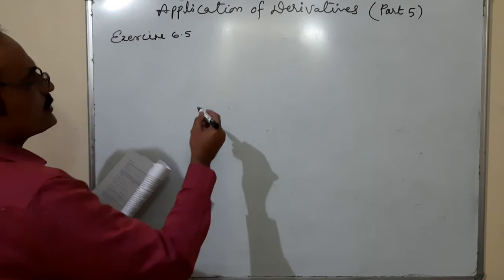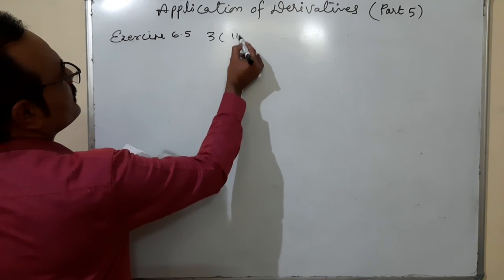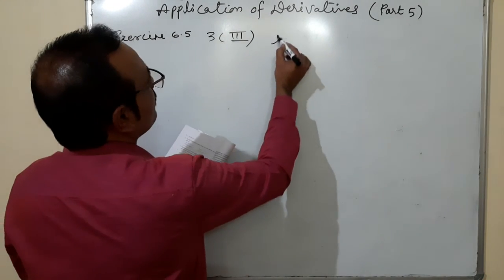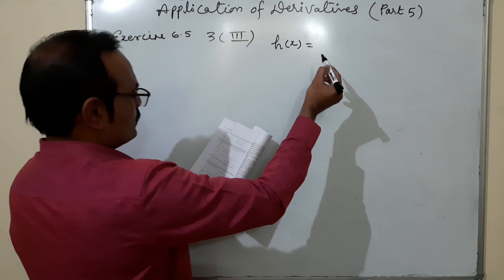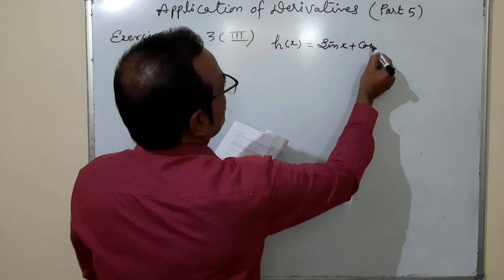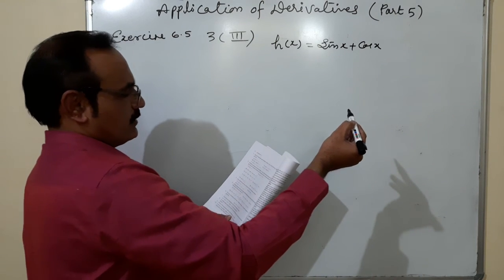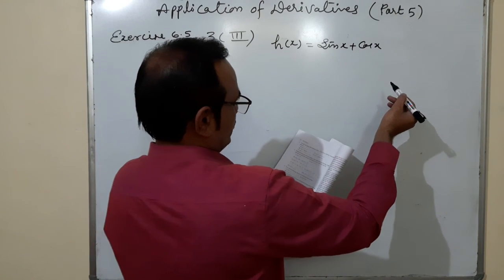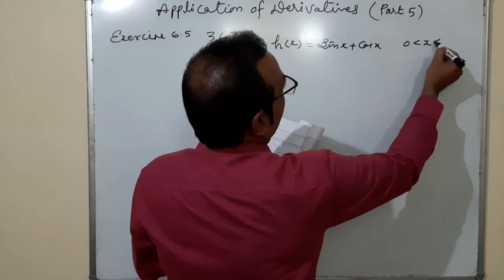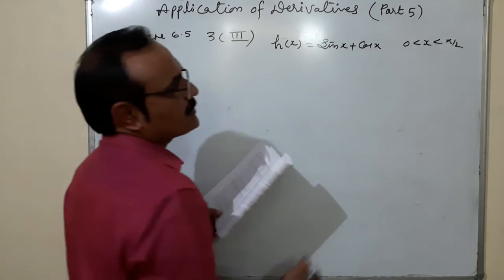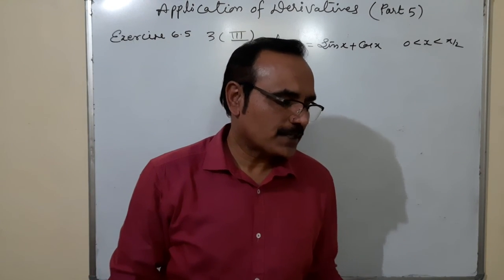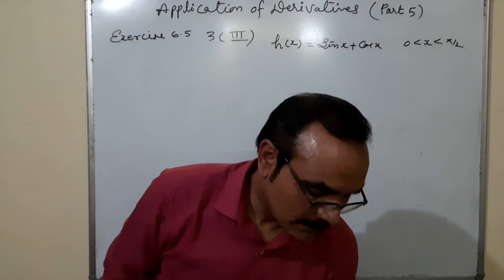I am taking a question from this exercise, third question, the trigonometric question. I am taking h of x is equal to sin x plus cos x, where 0 is less than x is less than pi by 2. Interval is given, 0 to pi by 2. It's an open interval, 0 to pi by 2. And we are going to find the maximum or minimum value possible.